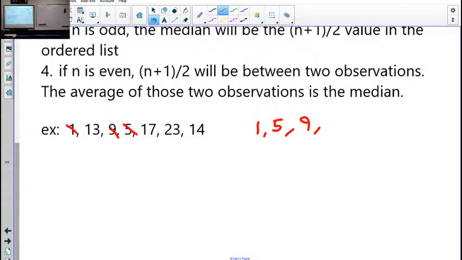1, 5, 9. I'm actually going to mark these off so I know when I've done them. 13, 14, 17, 23. Okay, fantastic. That's a 17.